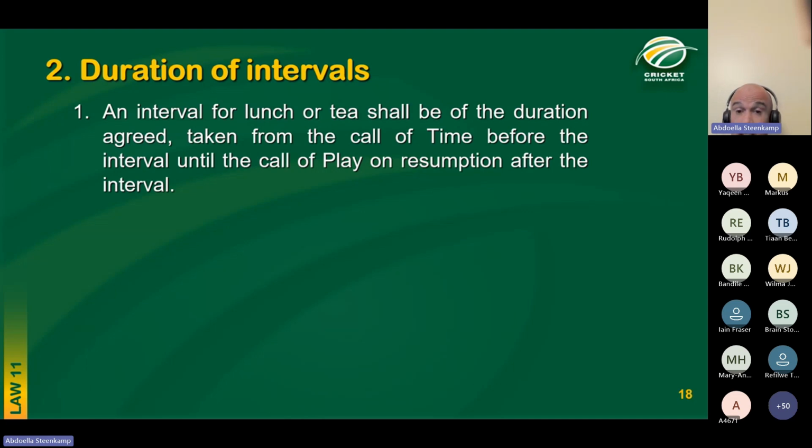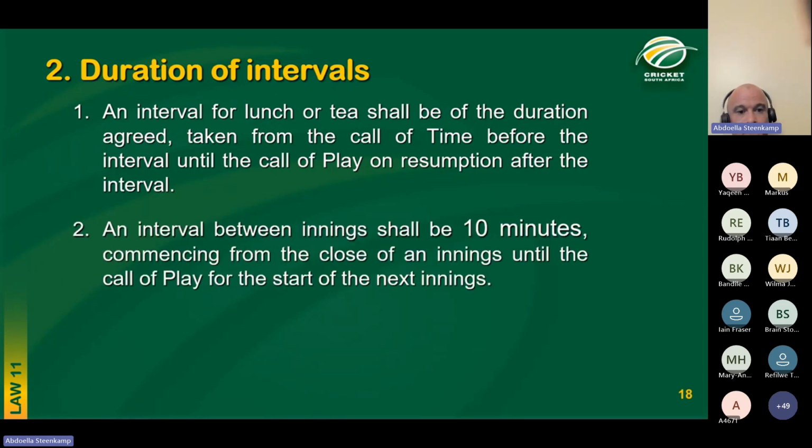So we only call time at 12:04. So we must have a 40-minute lunch. So that first ball needs to be bowled exactly 40 minutes later. So what now needs to happen is that first ball needs to be bowled at 12:44. So umpires will take the field at 12:39. Then the fielding side, then the batters, and that's how we make sure that the first ball gets bowled at 12:44. Same principle will apply to tea, which is 20 minutes.